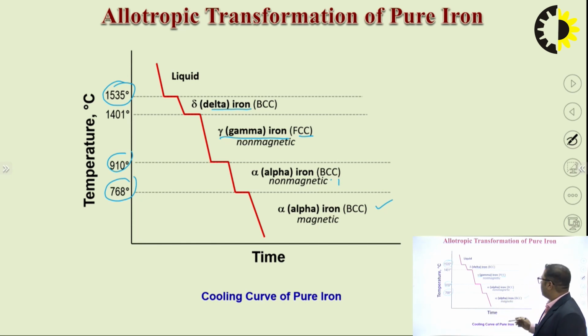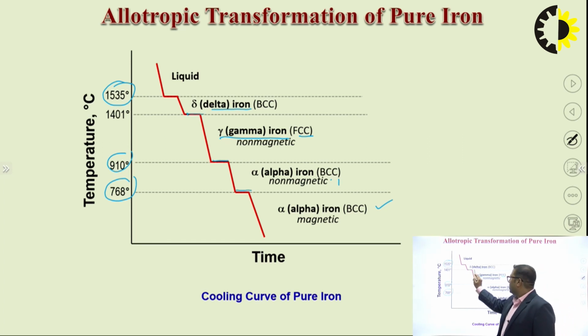So this graph shows the variation of temperature of iron with respect to time, and this horizontal line denotes the latent heat of vaporization.